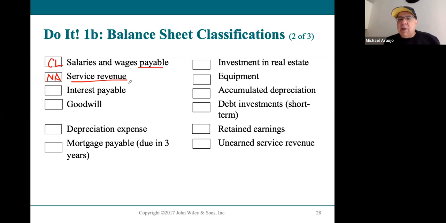right? Remember, we have to learn the accounts and we also have to learn where they live. Service revenue is a revenue account. Revenue accounts live on the income statement. So that's why it's a not.